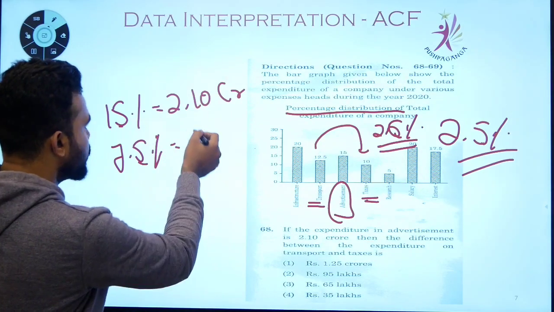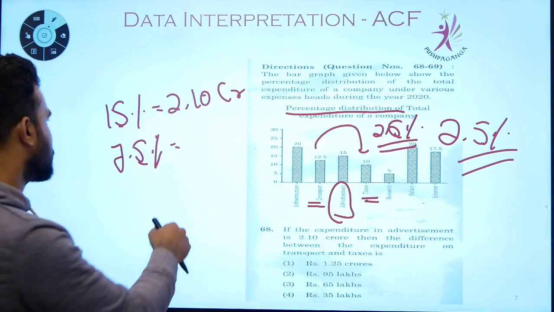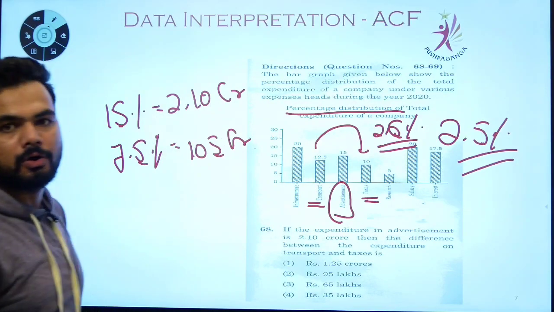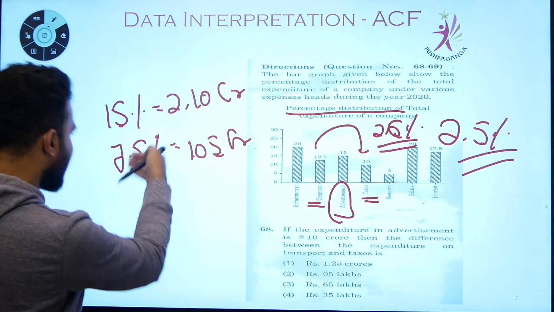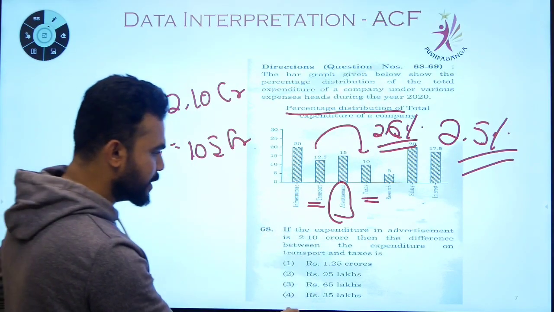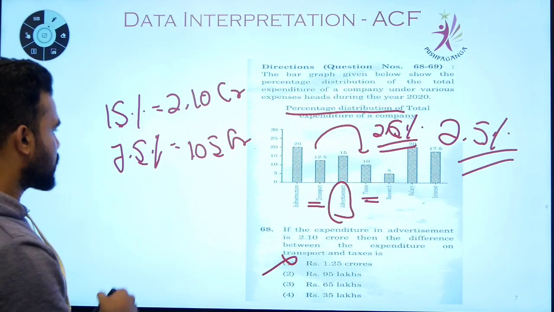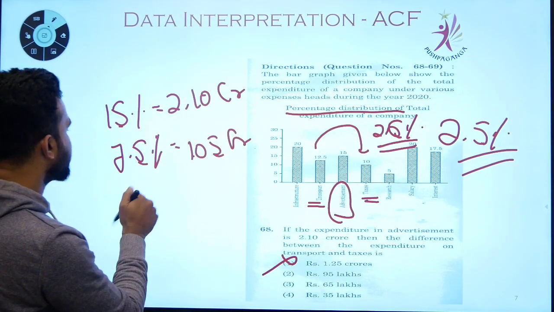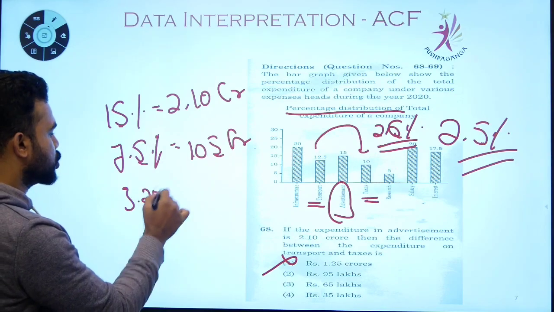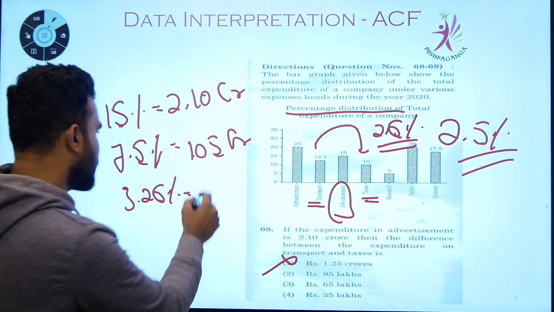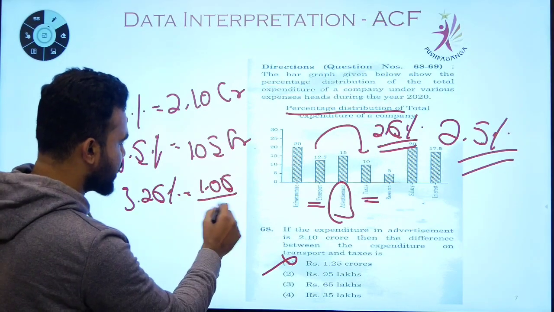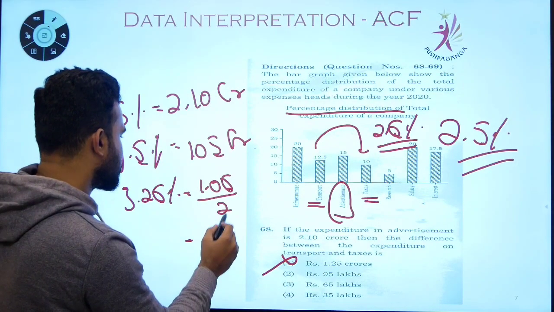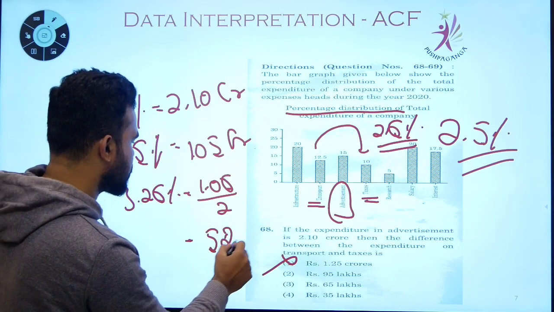If you calculate half of 2.1, dividing by 2, it's nothing but 1.05 crore. Again, because we want 2.5 percentage, if you go with the elimination process, this cannot be the answer, delete this. Now divide 7.5 percentage again by 2, we go with 3.25 percentage. Again 1.05 divided by 2 is nothing but 52.5.